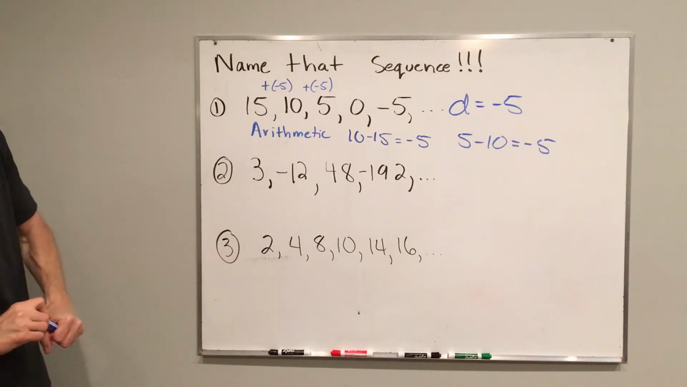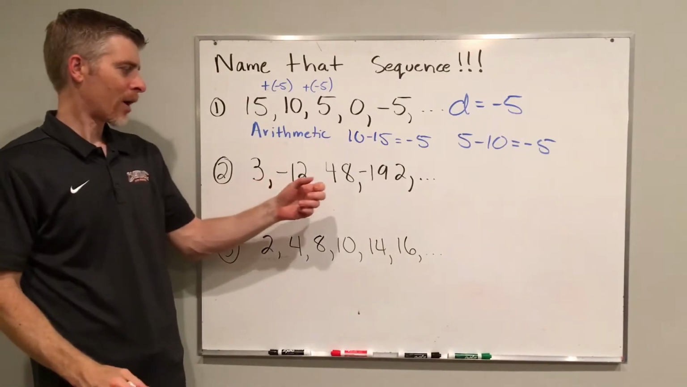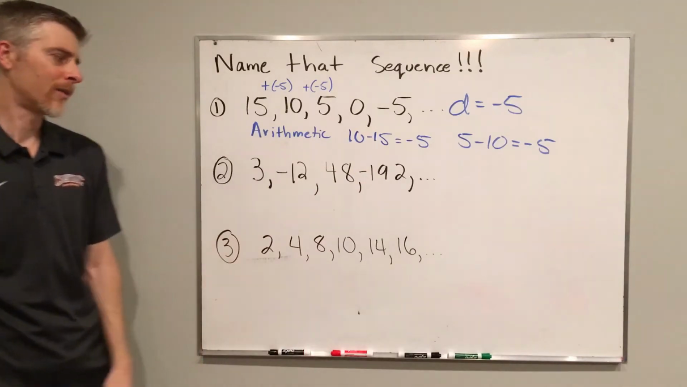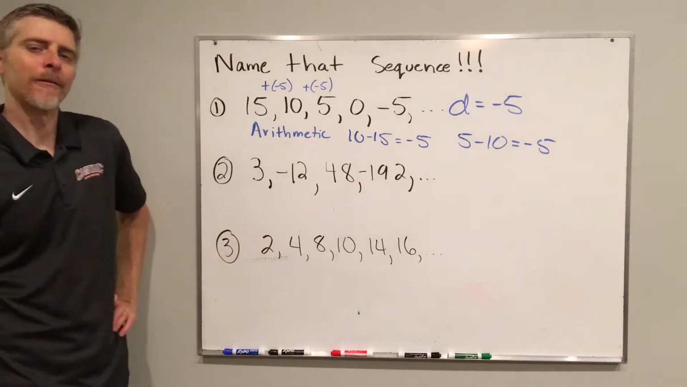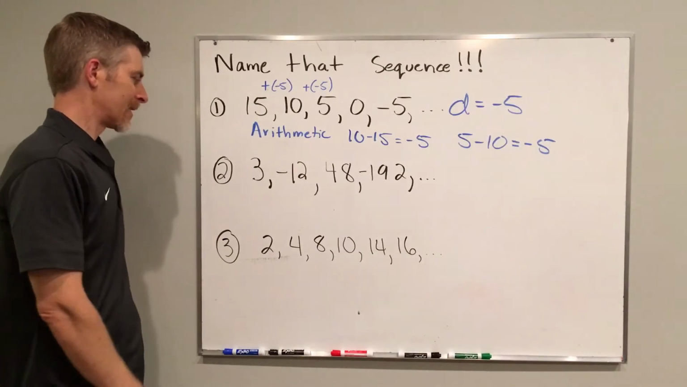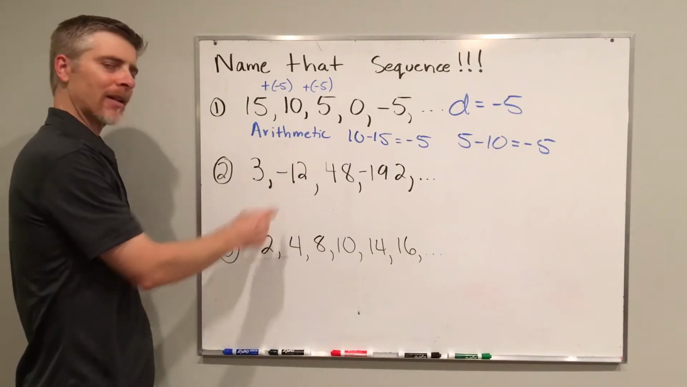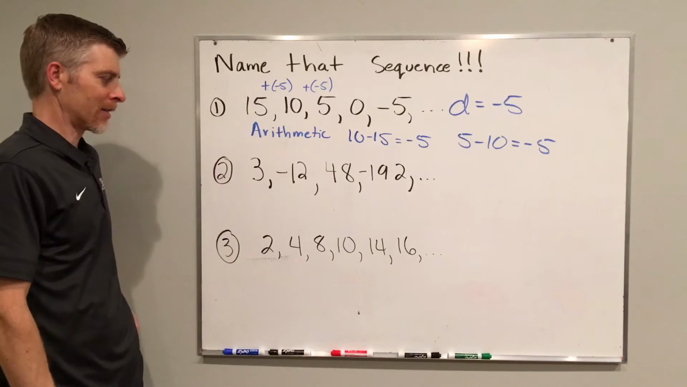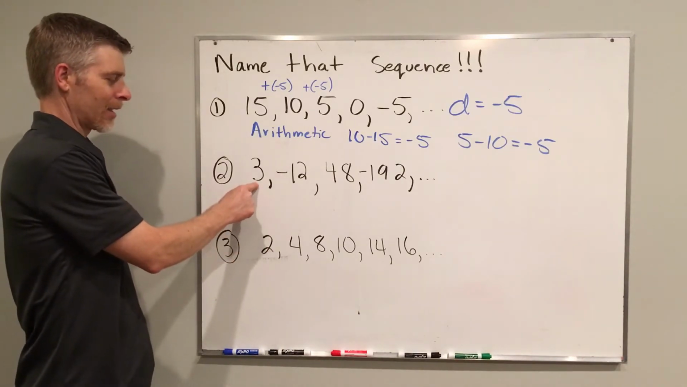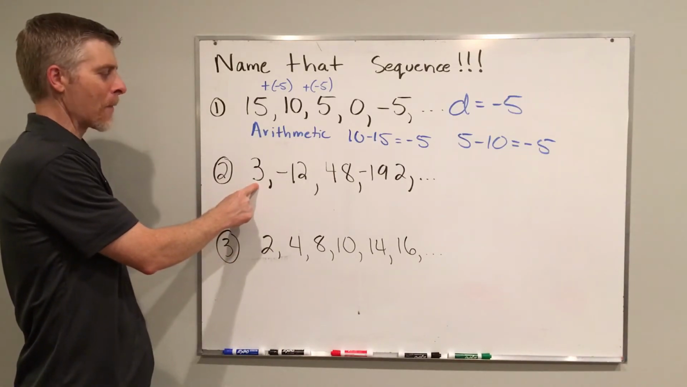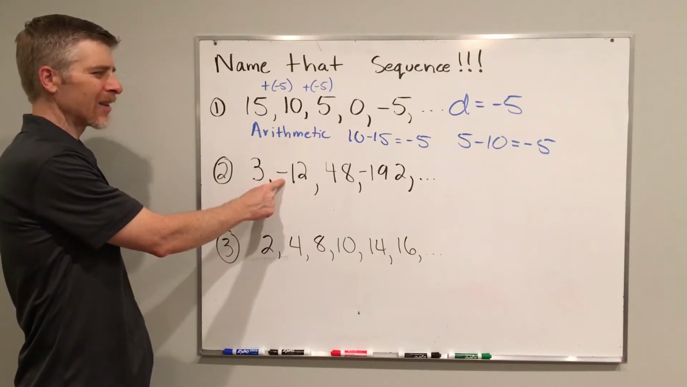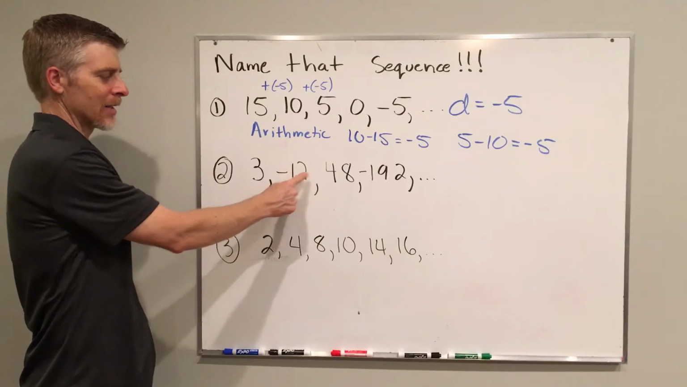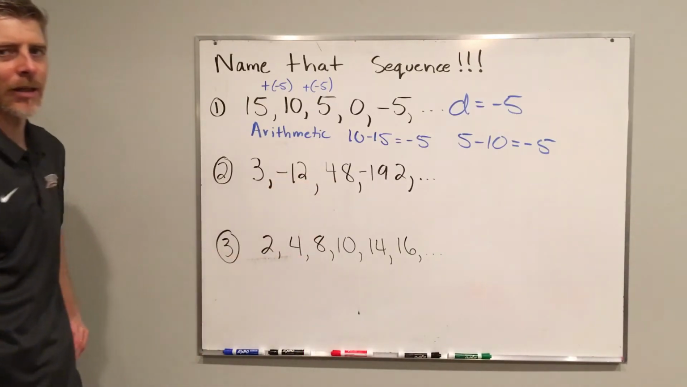All right, let's look at the second one. 3, negative 12, 48, negative 192. Whoa, what is going on here? Well, it doesn't look like we're adding or subtracting, because I would need 3 minus 15 to get to negative 12, but negative 12 minus 15 is not going to make positive 48.